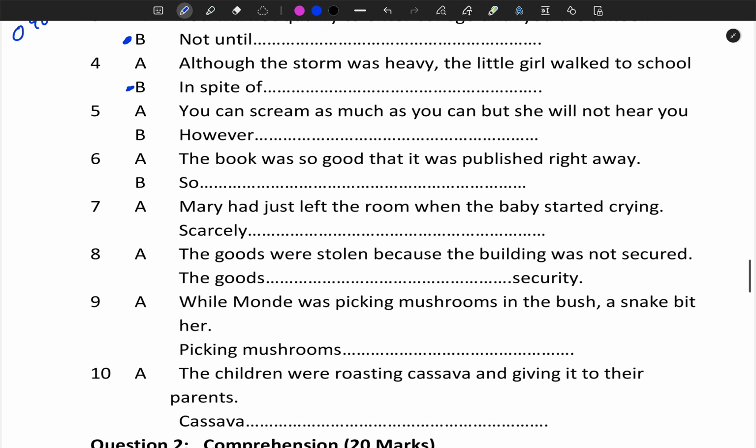We go to number 5. You can scream as much as you can, but she will not hear you. Then begin, however. So how do you write with however? However needs a comma. So we can say, however much you scream, comma, she will not, or she won't, hear you.